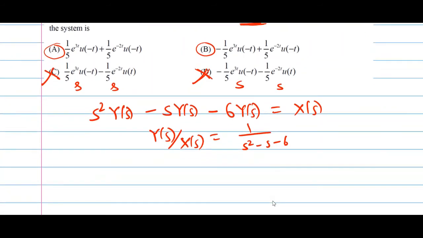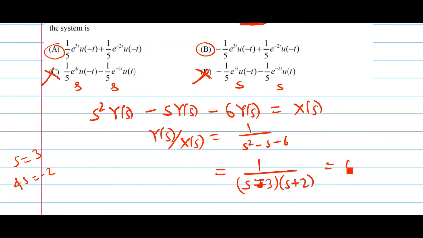Now let's find out the factors. So the factors come out as 1 upon s minus 3 and s plus 2. You can check the factors in the calculator. The calculator will give you s equal to 3 and s equal to minus 2. That means s minus 3 and s plus 2 are the factors.